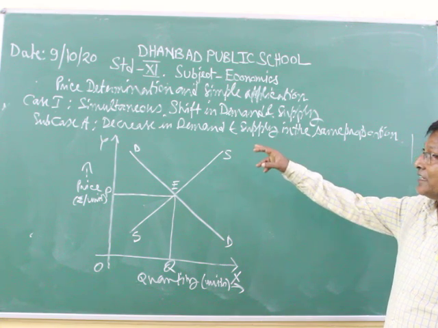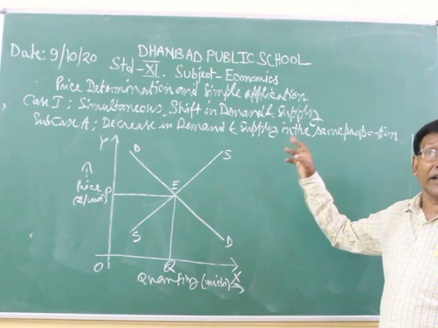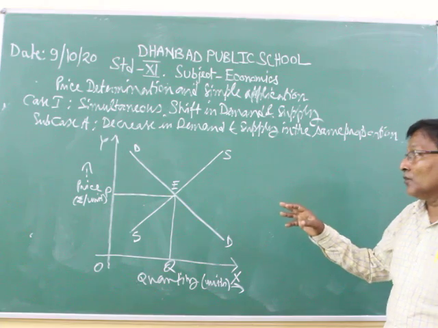Now what is the case? Decreasing demand and supply in the same proportion. The rate at which demand will fall, the same rate supply will also fall.